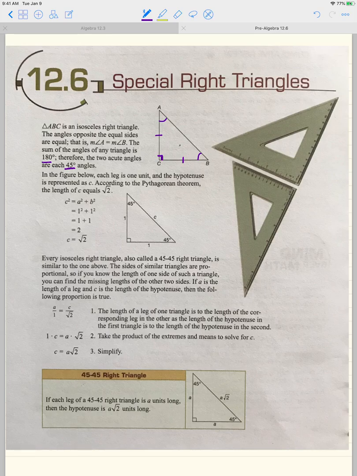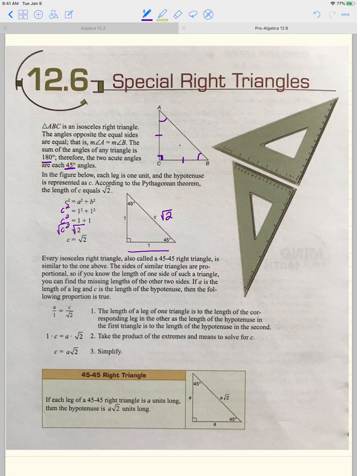In the figure below, this triangle right here, each leg is 1 unit and the hypotenuse is represented as C. According to the Pythagorean theorem, the length of C would be equal to the square root of 2, right? C squared would be equal to 1 squared plus 1 squared. So C squared is equal to 1 plus 1. C squared is equal to 2. How do we figure out what C is? We take the square root of both sides, and C is equal to the square root of 2.